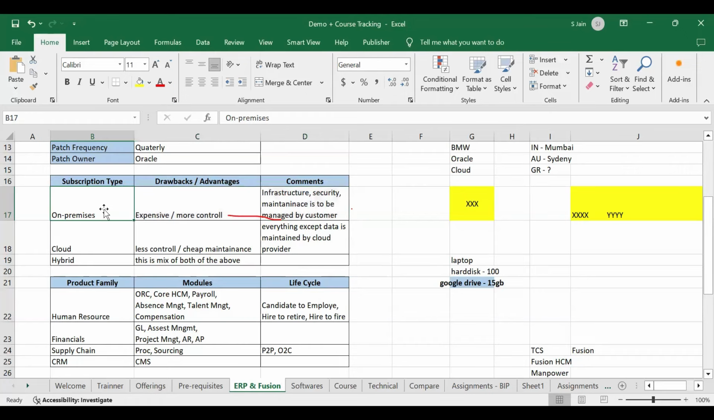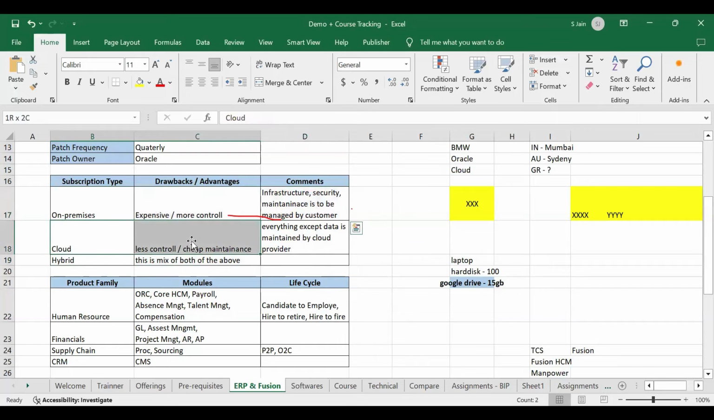In on premises, guys, what are the drawbacks? It requires more expense, because you have to manage the infrastructure cost and everything. You have to manage the security of the software. You need to manage the maintenance and regular updates. Everything has to be owned by the customer. Here, in the cloud, everything will be owned by Oracle. You just need to use the software. Guys, there may be certain companies that say, okay, if I go with on premises, this is very expensive and there is a hell of a lot of work that I am supposed to do.